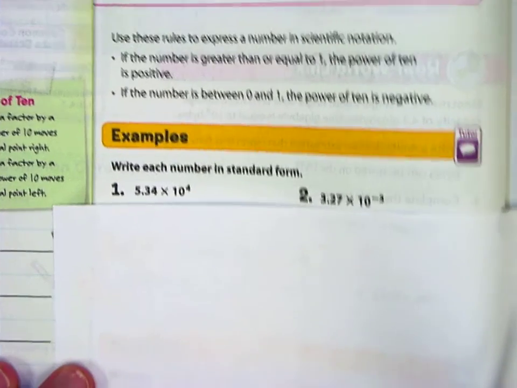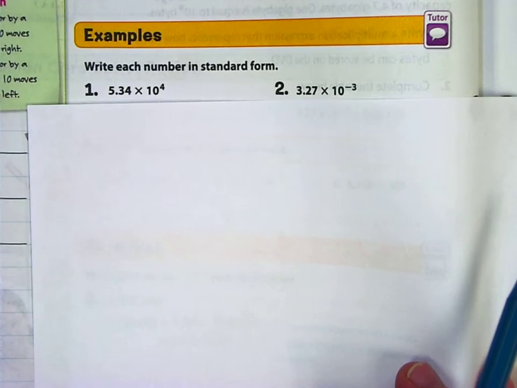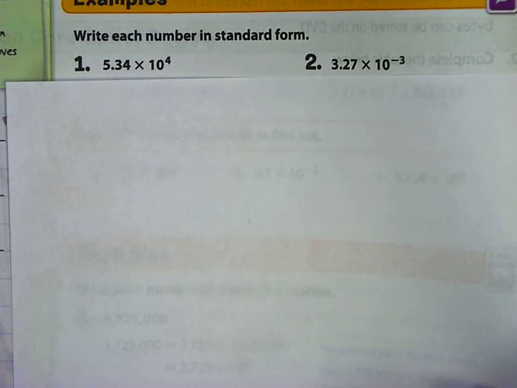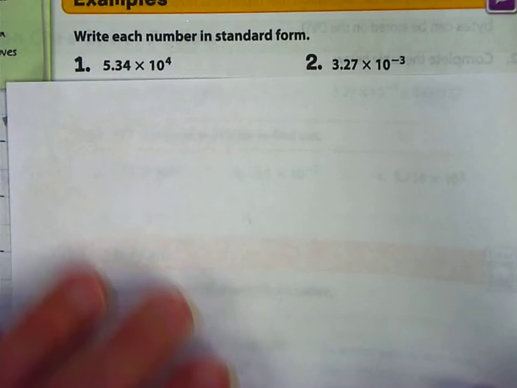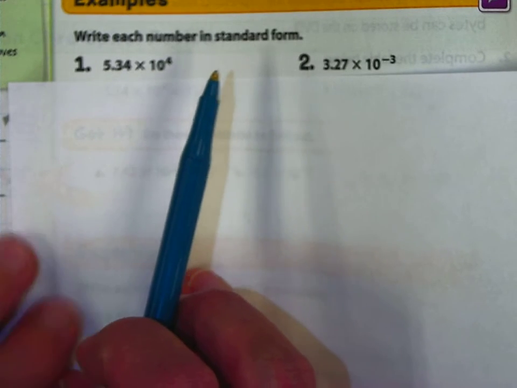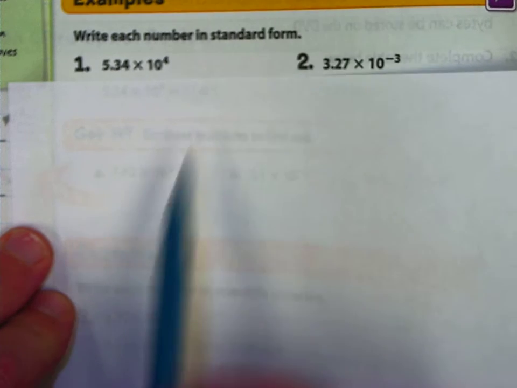Okay, so let's take a look at these first examples, writing numbers in standard form. Standard form is just a regular number. Right now these are in scientific notation, and we're going to write them as a regular number.